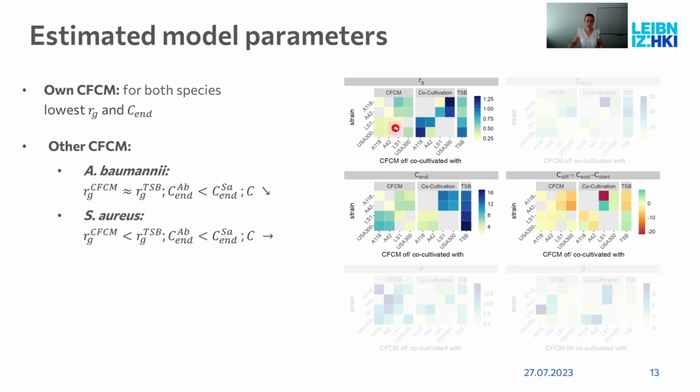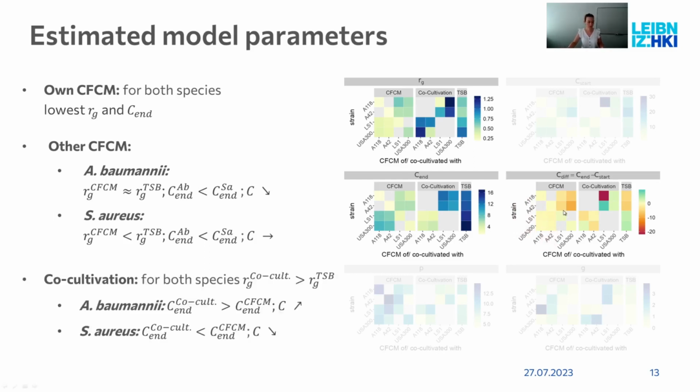aureus, we see that we have much lower growth rates in comparison to the TSB medium. However, the end value for the carrying capacity is higher than for A. baumannii, and we don't observe any increase or decrease, so the carrying capacity remains constant for S. aureus. And furthermore, in the co-cultivation experiment, we see very high growth rates for both species.